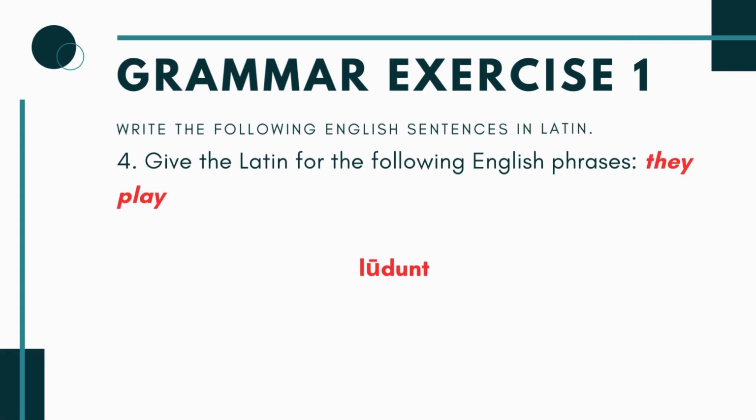The next one is "they play," ludo ludere, a third conjugation verb. So that's why you're going to have that flip happening there, right? So ludunt is going to be your answer, "they play," because you have to just change the stem vowel around, okay?